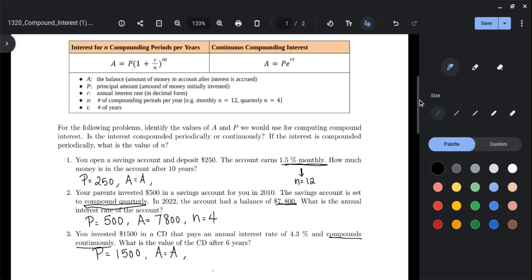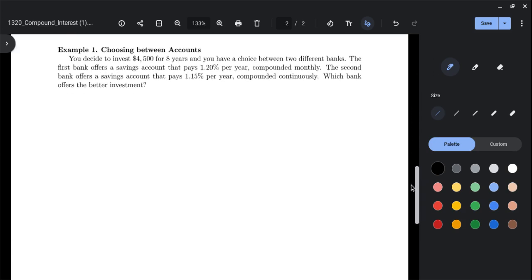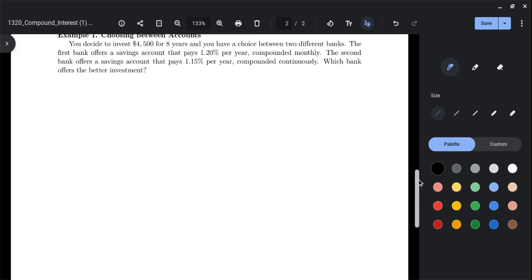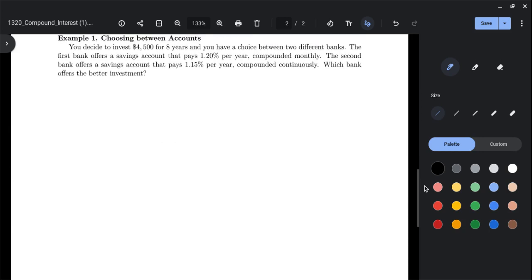All right, so now let's go ahead and practice not only identifying these variables from our problem, but also how do we apply these formulas. So our next problem is an application, and we're choosing between 2 savings accounts. So it says you decide to invest $4,500 for 8 years, and you have a choice between 2 different banks.